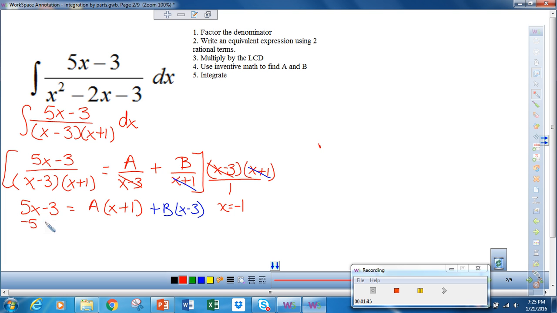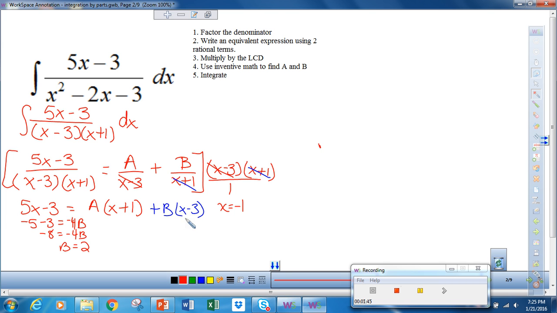So that gives me -5 minus 3 is equal to, when I evaluate this for -1, that goes to 0, plus B times -1 minus 3, which is -4, so that's going to give me -4B. So this -8 is equal to -4B, so B is equal to 2.